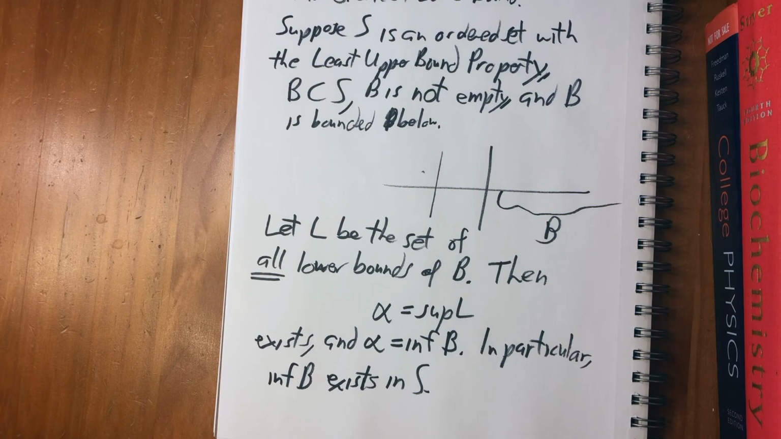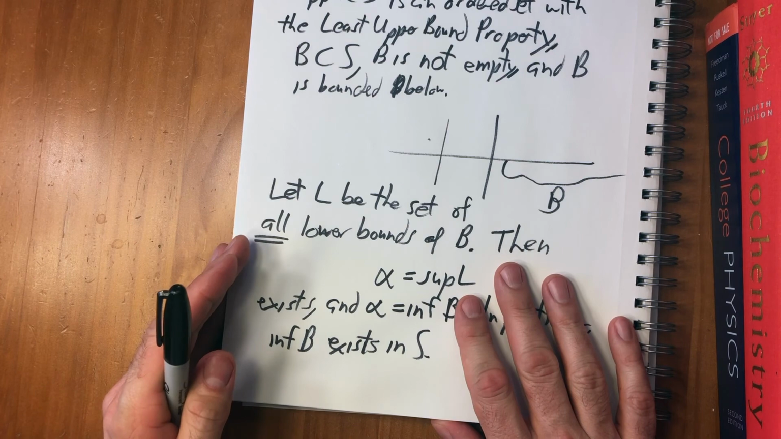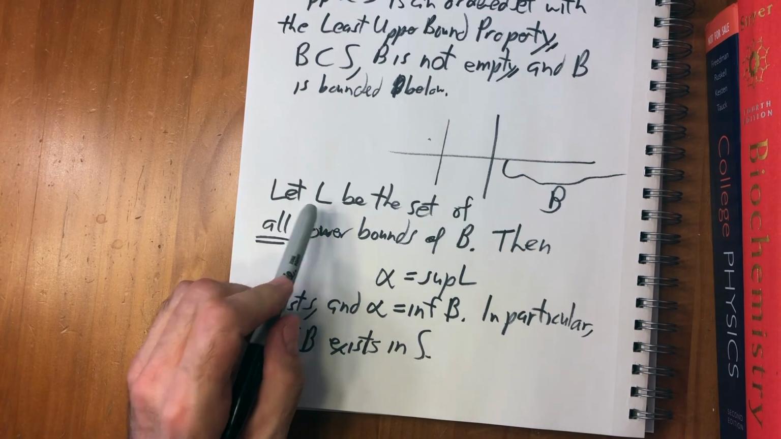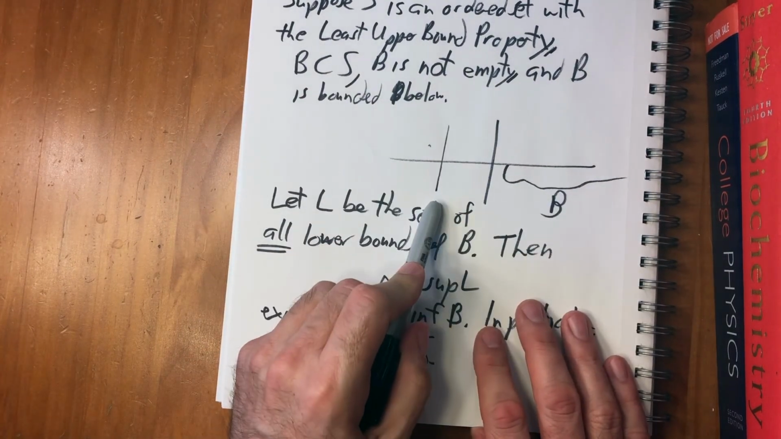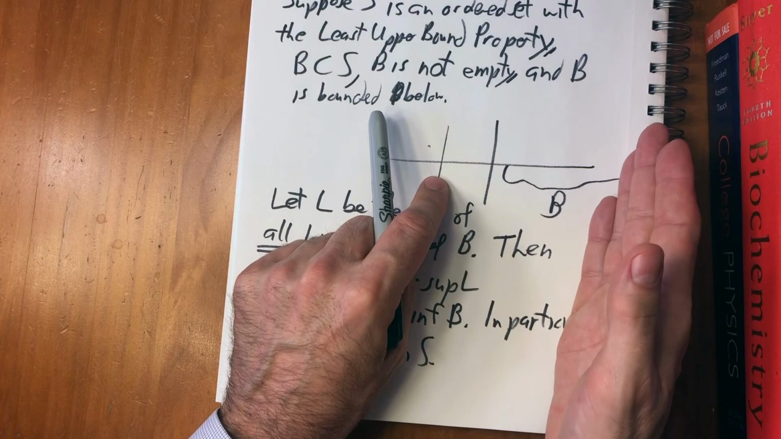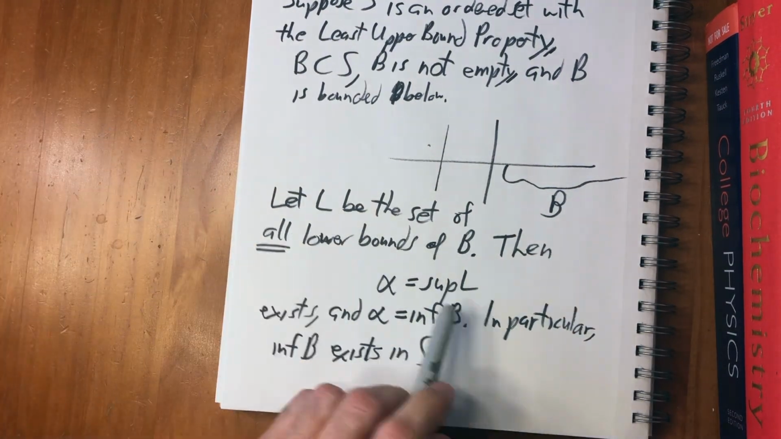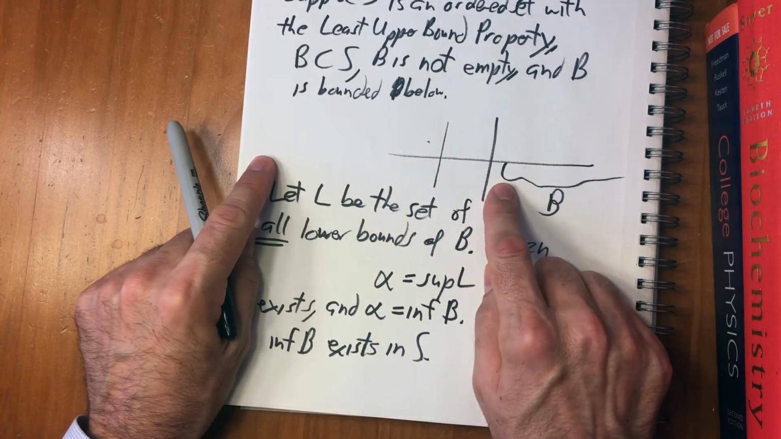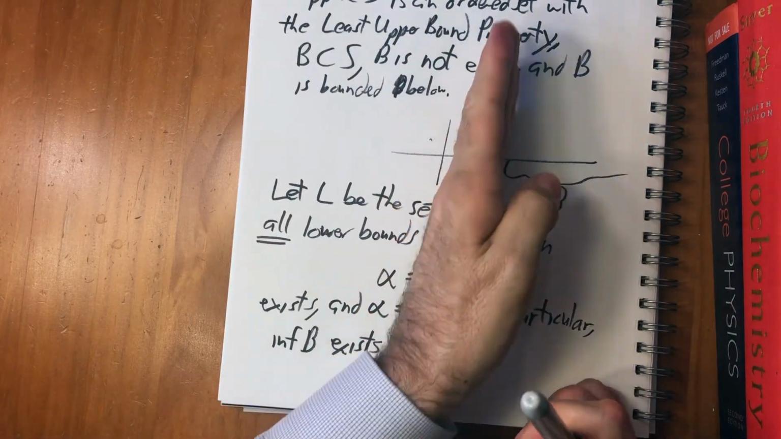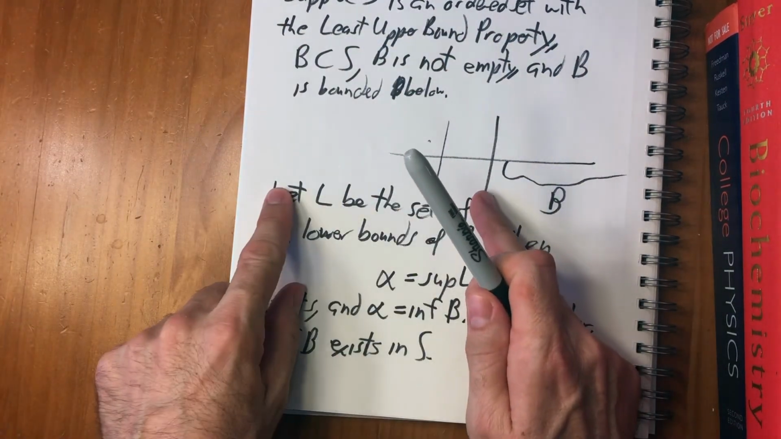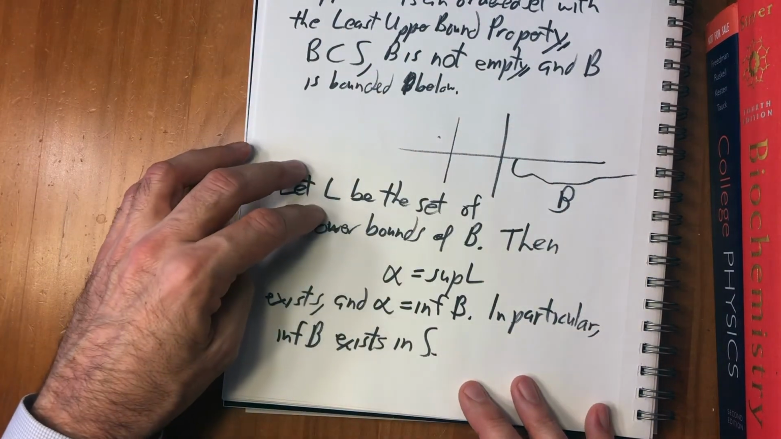And why is this not necessarily obvious? Okay, so we have this set B. It's bounded below. We don't know anything else about it, but it definitely is bounded. So we're now making a new set, L, to be the set of all the lower bounds of B. Okay, so if B stops here, then everything to the left of that is going to be a lower bound of B. So L is the set of all of those lower bounds.